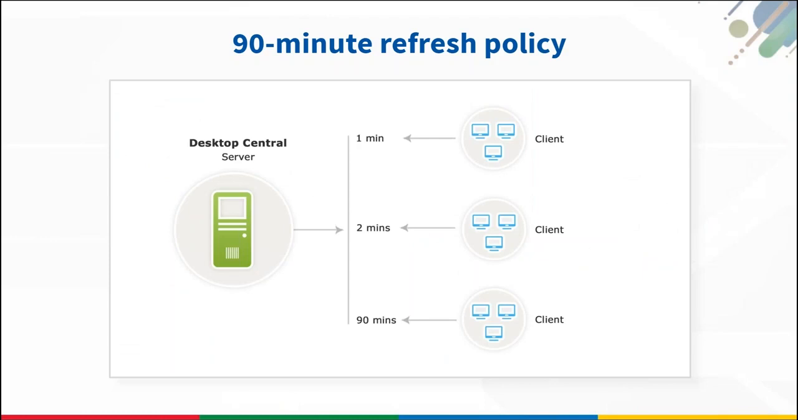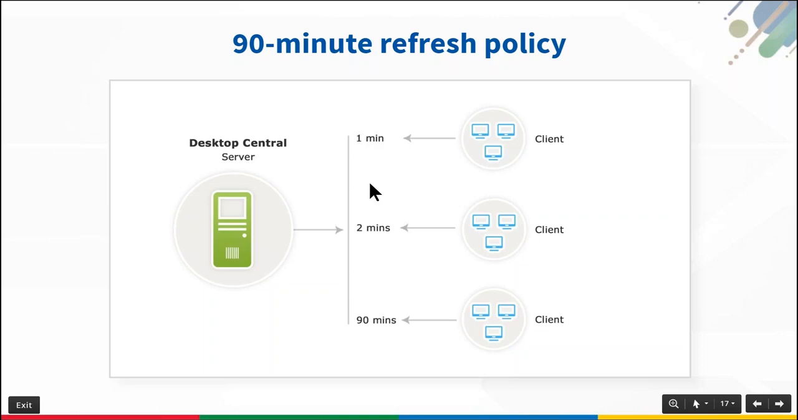And the Desktop Central architecture is scalable to manage even more than 20,000 machines. This is possible only because of the refresh policy that we use. We call it the 90 minutes refresh policy. Every Desktop Central agent will be contacting the server every 90 minutes. So that is called the 90 minutes agent refresh policy. This feature ensures all computers in the network communicate to the server regularly and periodically.